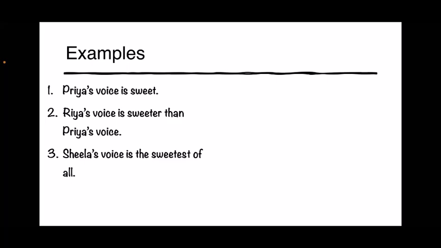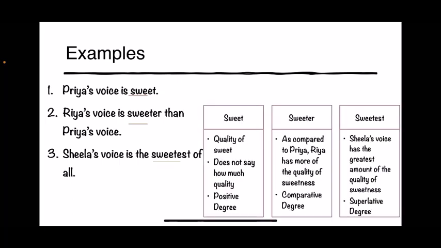Look at these three sentences. Priya's voice is sweet. Riya's voice is sweeter than Priya's voice. Sheila's voice is the sweetest of all. Now, in these three sentences, can you identify the adjectives? The adjectives are sweet, sweeter, and sweetest. The word sweet gives us the quality. It does not say how much this quality is. In such cases, it is called a positive degree.